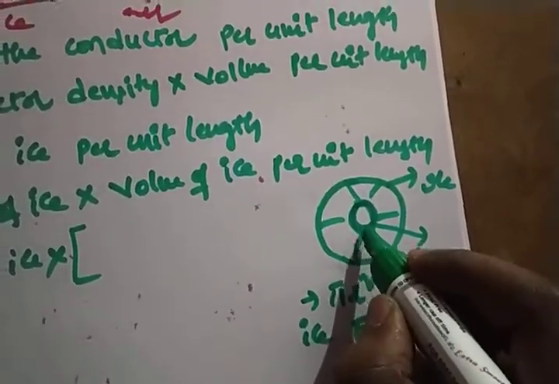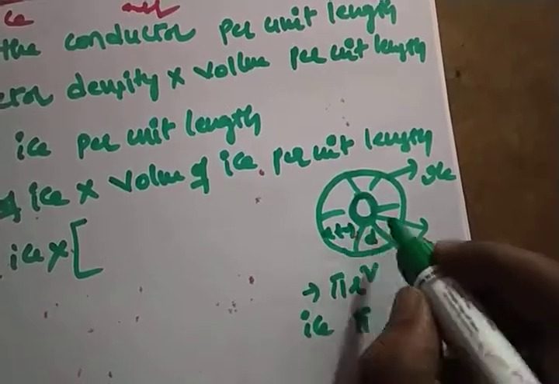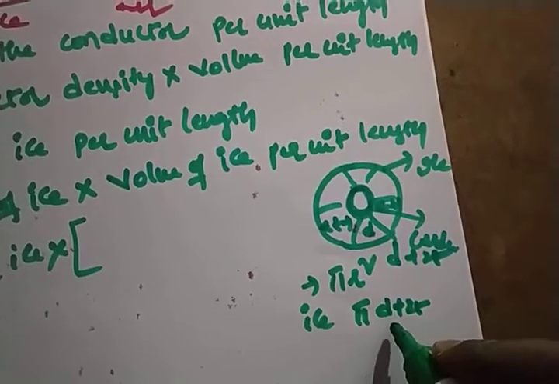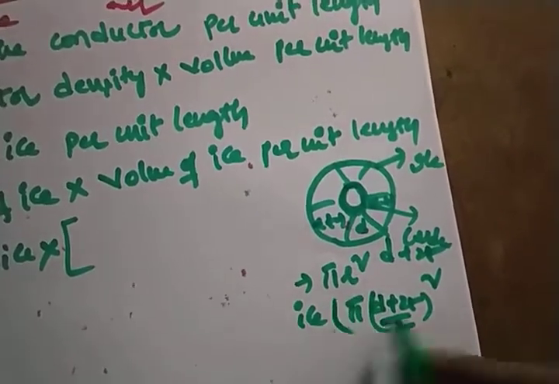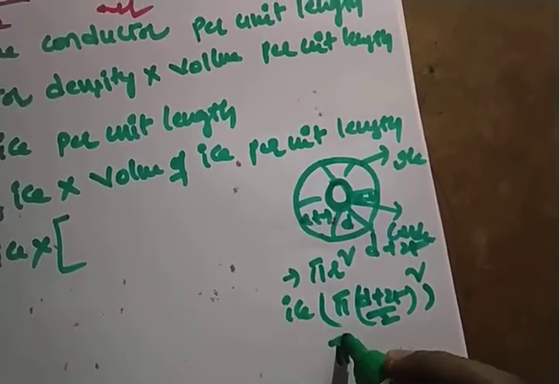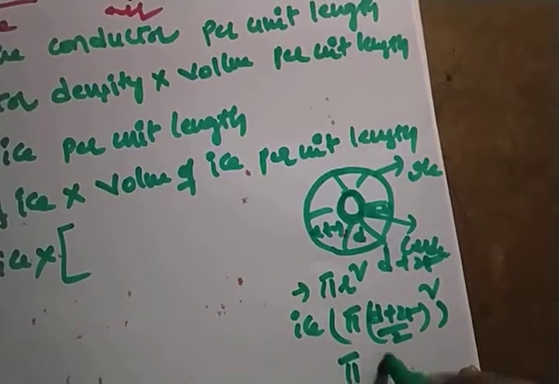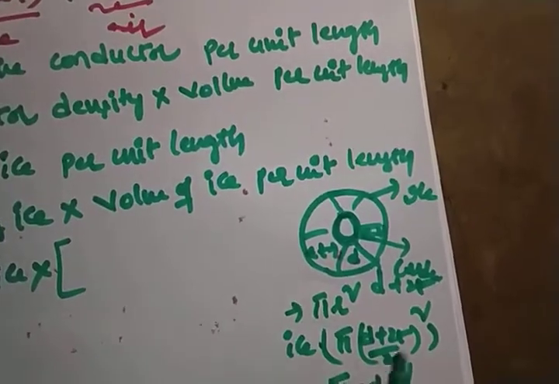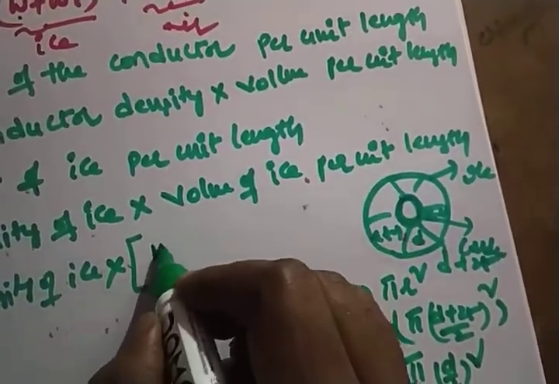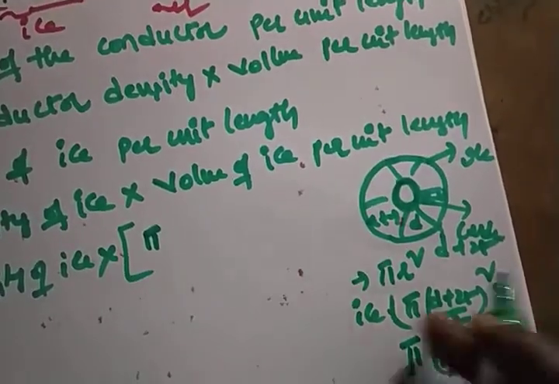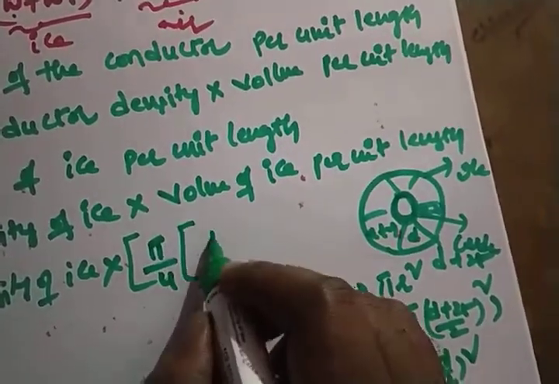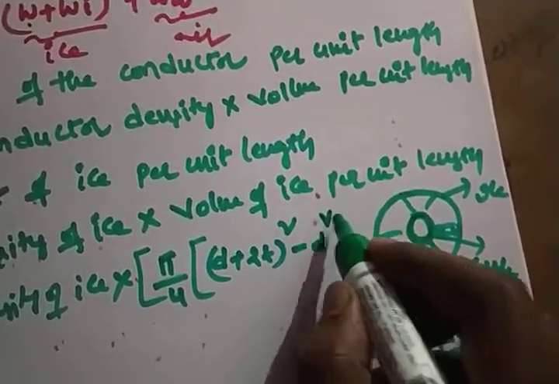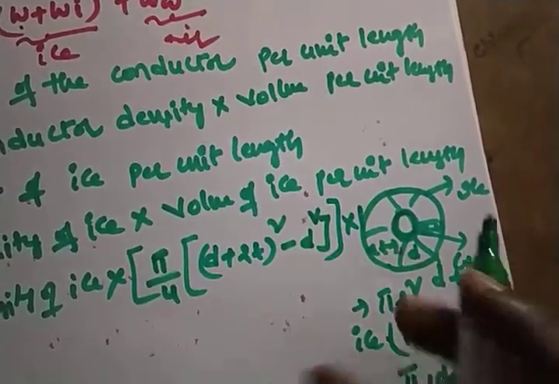The total has the diameter d and the ice thickness t, so the total diameter is d plus 2t. So the total is pi into d plus 2t by 2, whole square. And what is the conductor? Pi into d by 2 whole square. If you remove the conductor from the total, you will get only the ice. So substituting here, it is pi by 4 into d plus 2t whole square minus d square, into 1 for a unit length, per unit length.